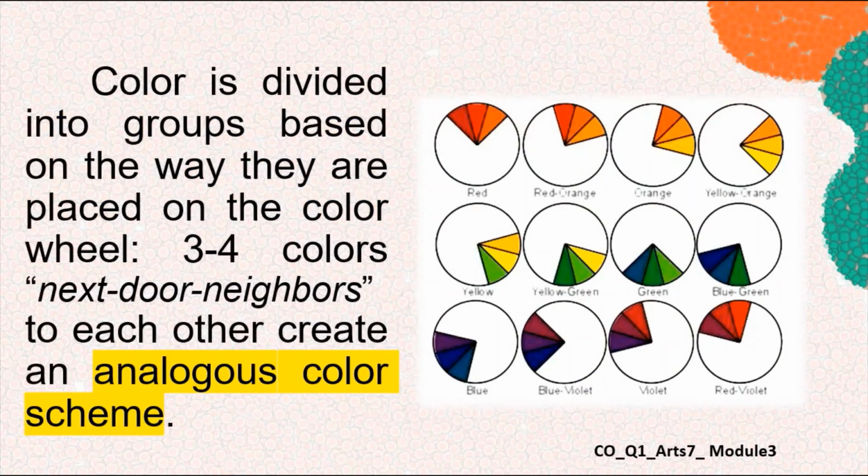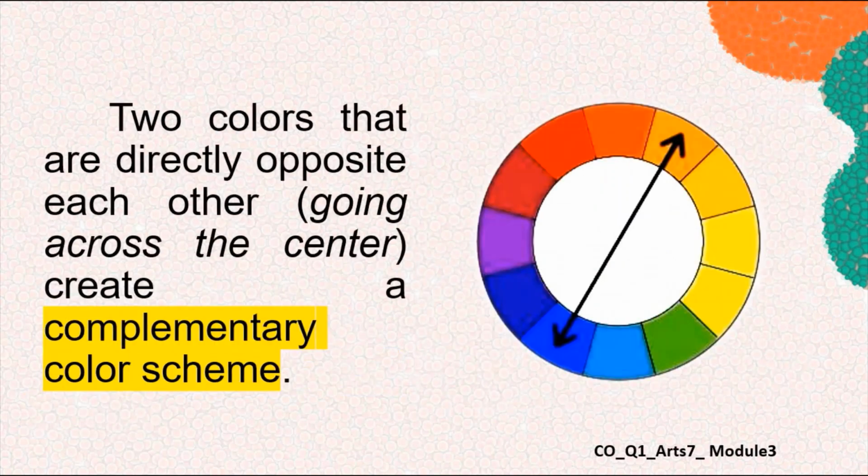Color schemes. Color is divided into groups based on the way they are placed on the color wheel. Three to four colors, also known as next door neighbors to each other, create an analogous color scheme. Two colors that are directly opposite each other, or going across the center, create a complementary color scheme. Take note of the spelling.